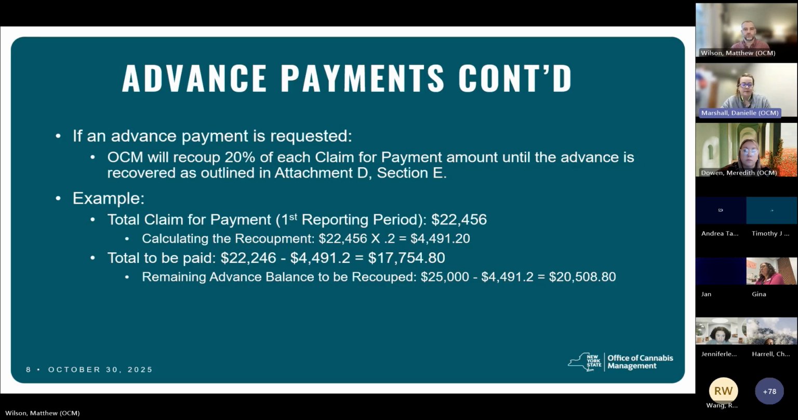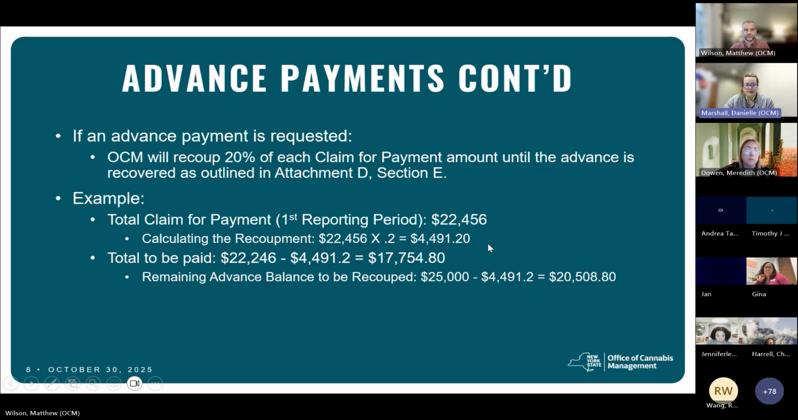And finally, we have an example here for you. If your total claim for payment from the first reporting period is $22,456, to calculate the recoupment, you'll take that number and multiply it by the 20%, or 0.2, which will give you $4,491.20. Then that'll be the recoupment amount for that period.